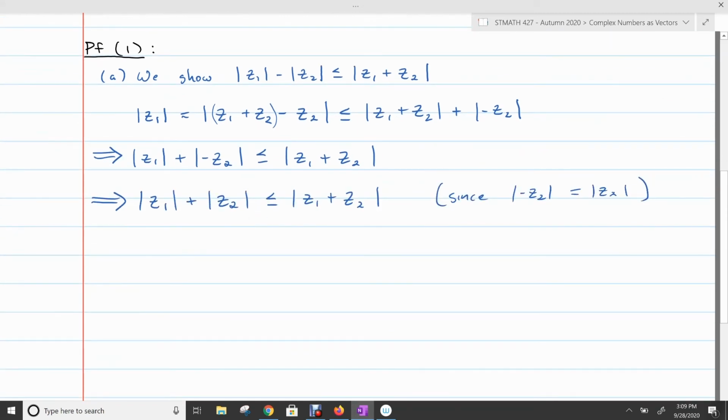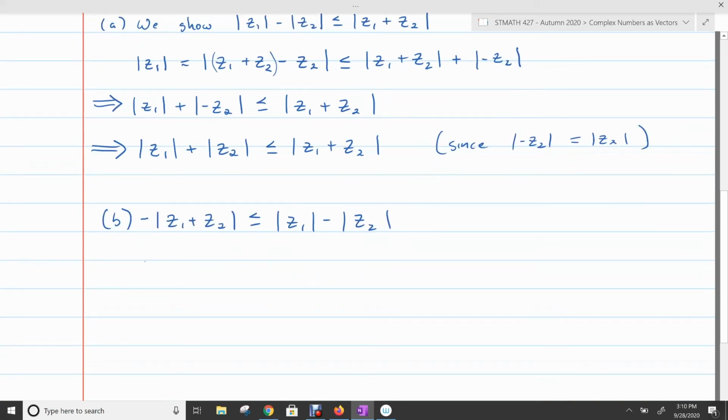Okay, so that proves the first half of this thing. So the next thing we need to show is that negative absolute value of z1 plus z2 is less than or equal to absolute z1 minus absolute z2. So the way we're going to do that is very similar to what we did in the first part.